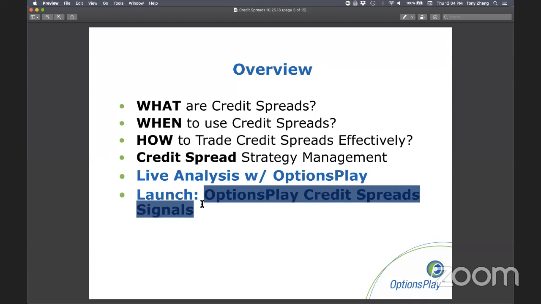Many of you follow our daily play ideas that we send out every single day. For those, we send out debit spreads. Many of you have told us over the last few months that you use credit spreads. It seems to be the most widely used strategy here by traders.